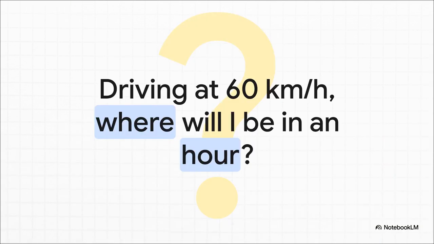So let me ask you a question. If I say I'm in my car driving 60 kilometers an hour, can you tell me where I'll be in an hour? The answer is nope, not a clue, right? I could be 60 kilometers north of here or south, or maybe I'm just doing circles in a parking lot. You've got the how fast, but you're totally missing the where to. And that right there is the problem.